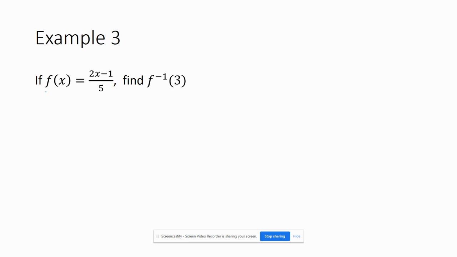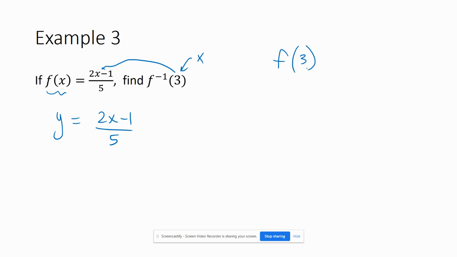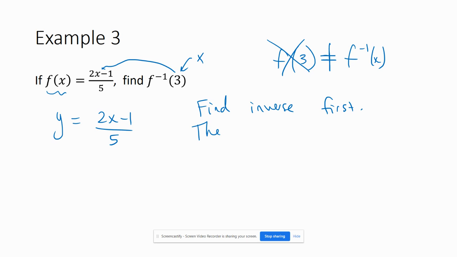Okay, let's do another one. What if our function looks like this? y equals (2x minus 1) over 5. We just want to leave it like that. And now it doesn't say to find f inverse of x. It actually has a number in there. And what we definitely do not want to do is just plug in the 3 for x. That would be finding f of 3. That's not the same as f inverse of 3. Those are not the same thing. So we need to find the inverse first, then plug in 3.